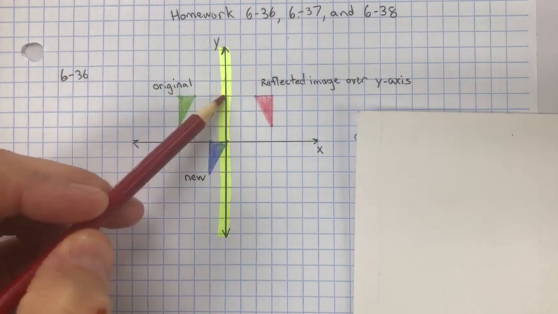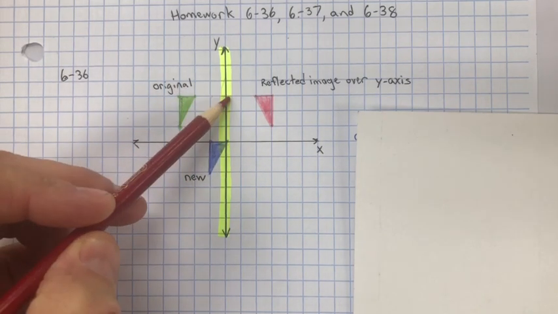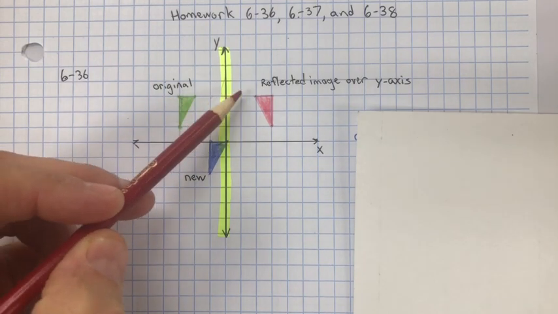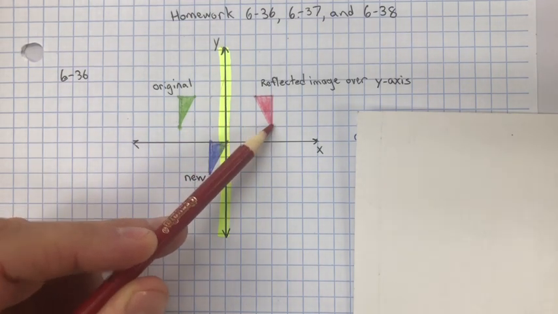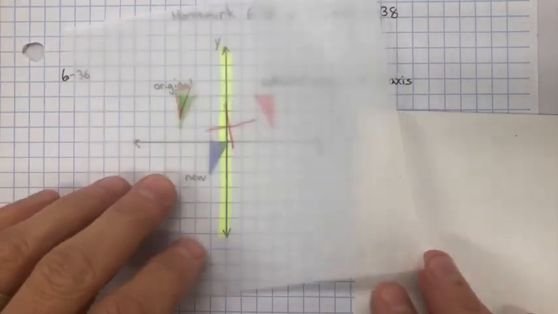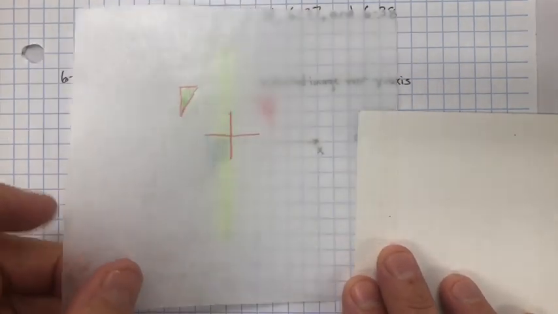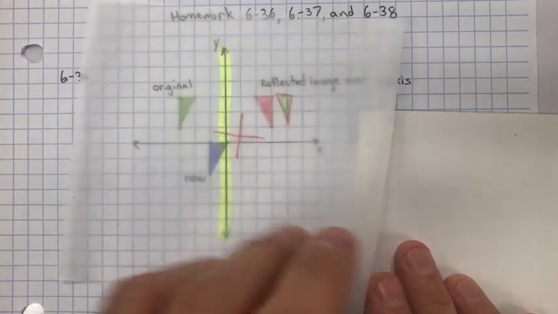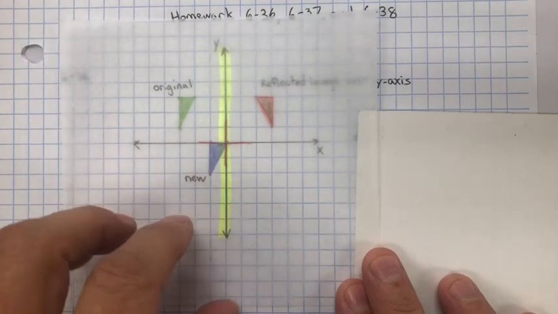So this vertex is 1, 2 units to the left, so this would be 1, 2 units to the right. This vertex is 1, 2, 3 units to the left, 1, 2, 3 units to the right. The other way is by using patty paper. Line up the origin cross, trace it, and you're going to flip the patty paper over the y-axis. And there's our reflected image over the y-axis.